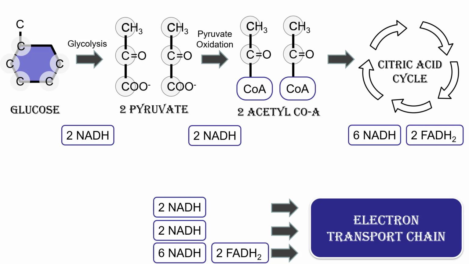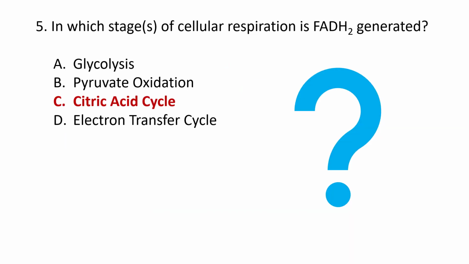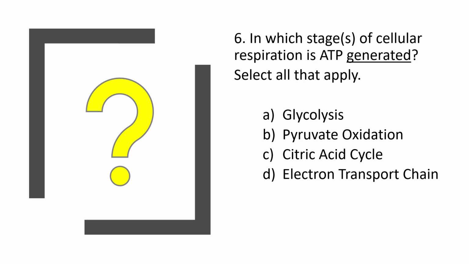So the question asked in which stage of cellular respiration is FADH2 generated? And it is generated from FAD at the citric acid cycle. Question 6. In which stage or stages of cellular respiration is ATP generated? Select all that apply. Is it glycolysis, pyruvate oxidation, the citric acid cycle, and or the electron transport chain? Pause the video and then we'll come back to discuss.